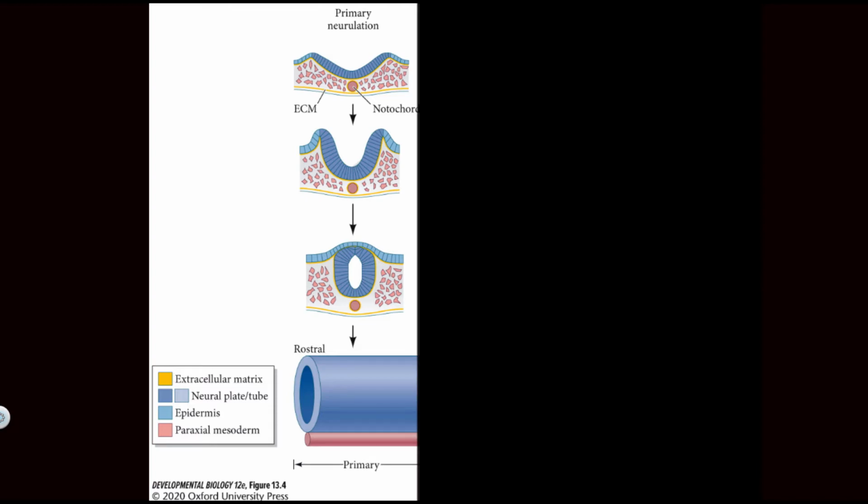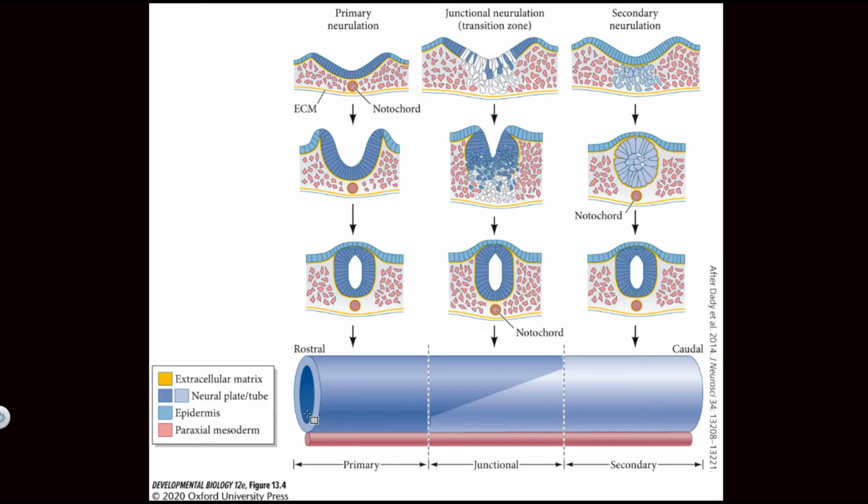Primary and secondary have to do with the different processes that occur along this neural tube formation. And here they have these terms called rostral and caudal. Rostral is towards the head, or the anterior, and caudal is towards the tail, or the posterior. So we're focusing on things that are happening up near the rostral end, or the anterior end.